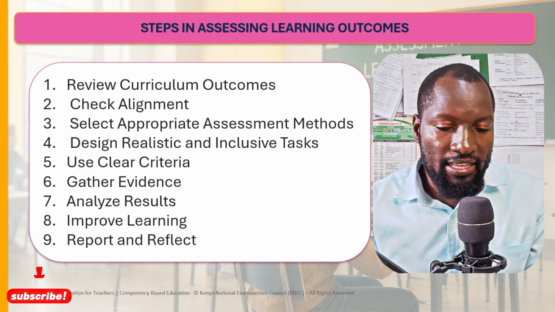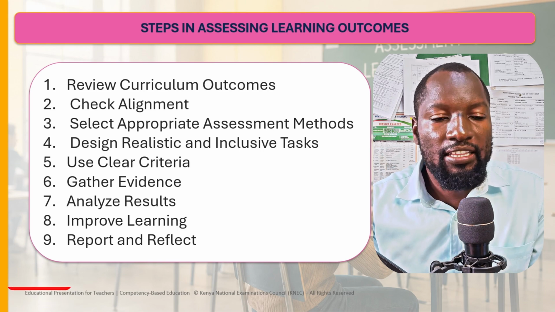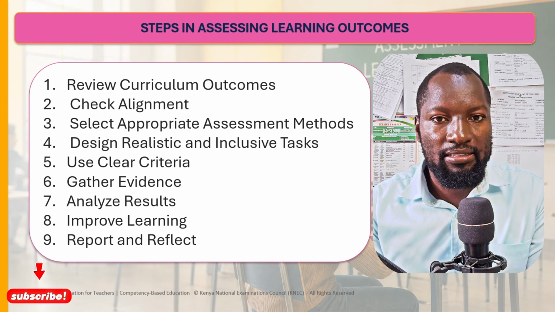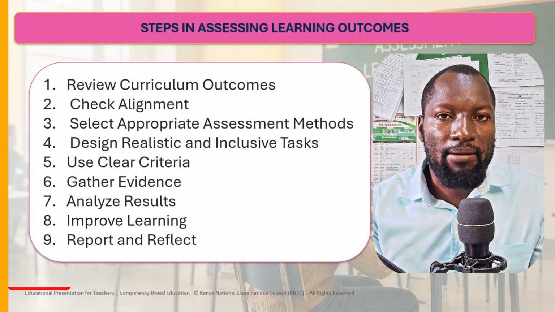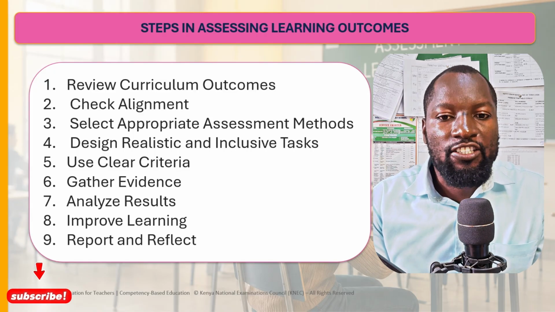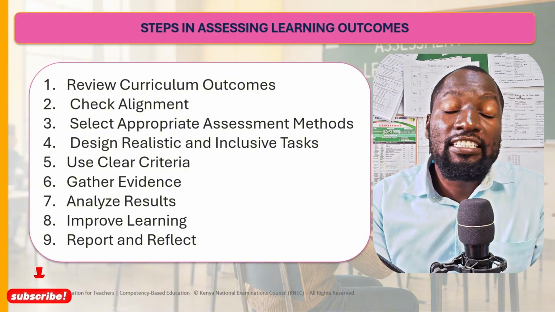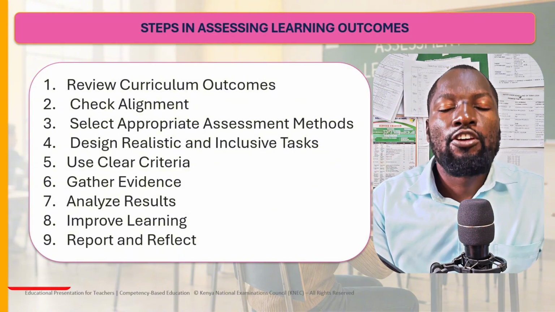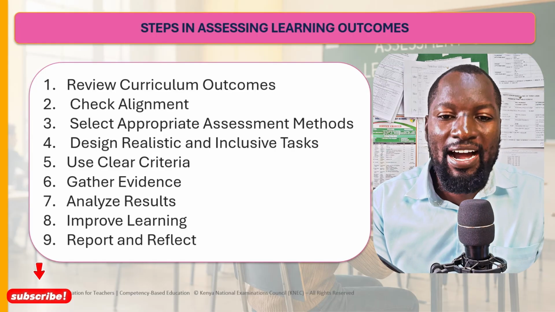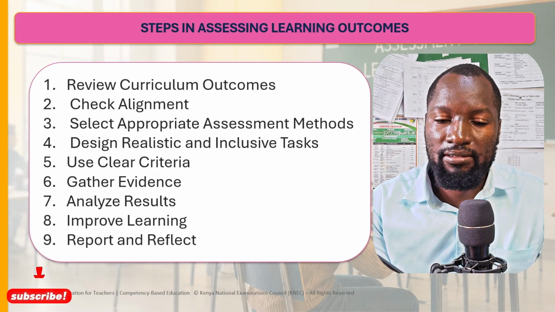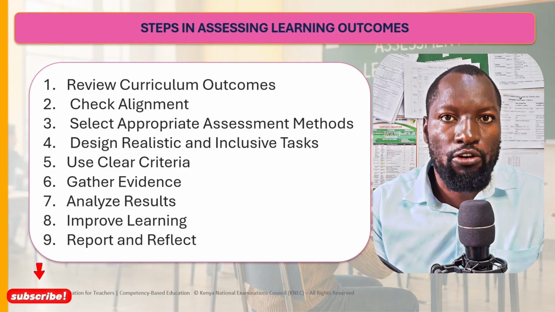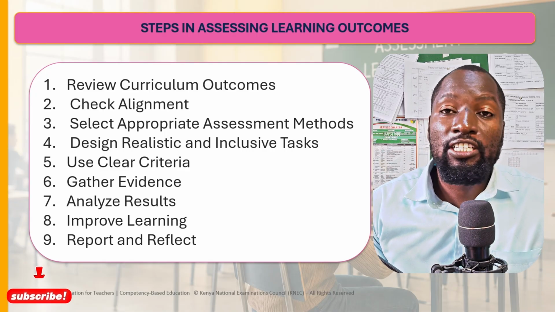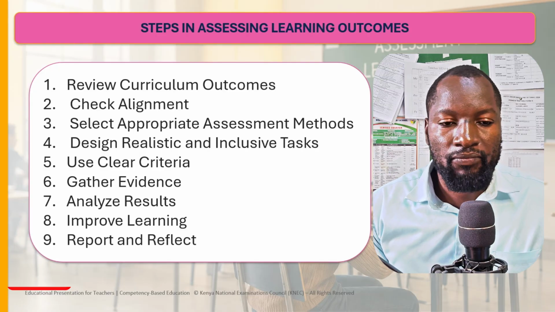Then after you have done that, the second thing is you check the alignments. Yes, you have reviewed the curriculum outcome, but now are they aligned? So check the alignment. In this case, ensure that your assessment tasks match the intended outcomes. What you assess should reflect what you taught according to the curriculum design.